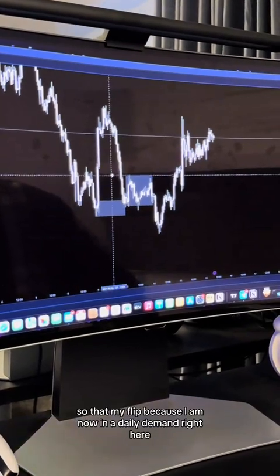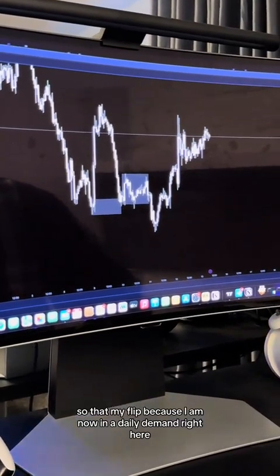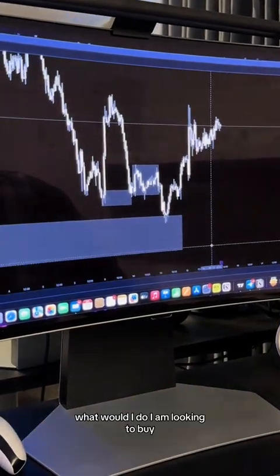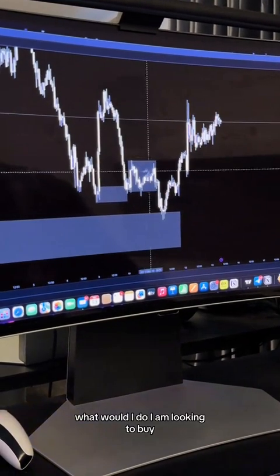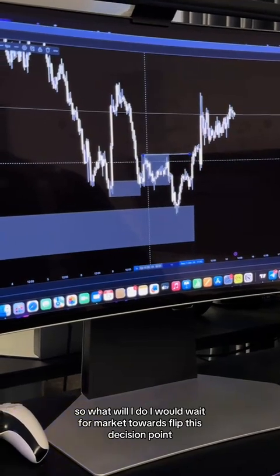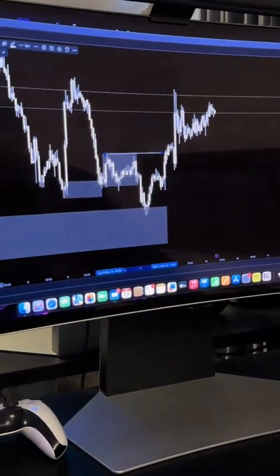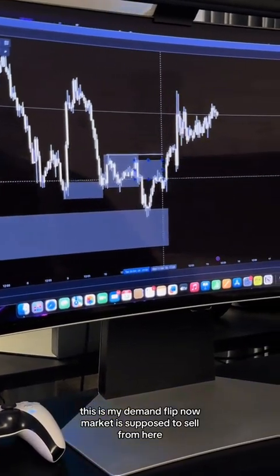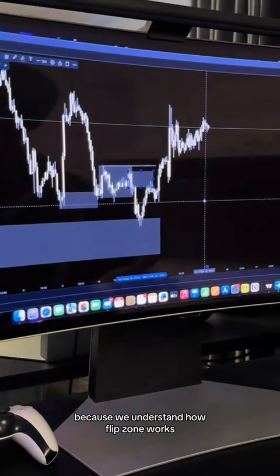So that might flip because I am now in a daily demand right here. What would I do? I am looking to buy. So what will I do? I would wait for the market to what? Flip this decision point. So what happened? This is my demand flip. Now, the market is supposed to sell from here because we understand how a flip zone works.